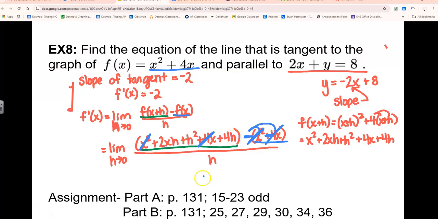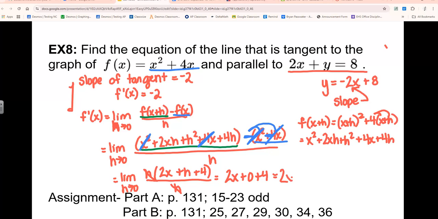So I'm going to do the limit as h approaches 0. Let's go ahead and factor out the h. So we got h times (2x plus h plus 4) all over h. Our h's can cancel. I'm going to go ahead and plug in my 0 for that h. So I got 2x plus 0 plus 4. So I get 2x plus 4.